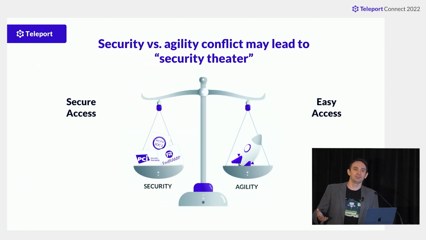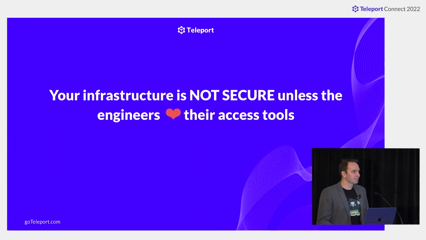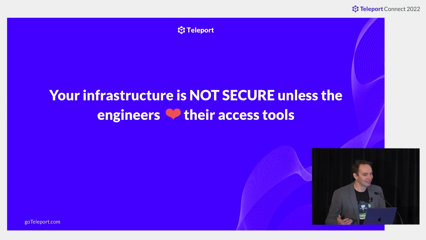And now let me also remind you about this conflict that exists between security and productivity. If you make your organization really, really hard to be a successful software engineer at, you will end up with security theater, where your own developers will be building backdoors that you're not even aware of. It basically means that your infrastructure is only secure if the engineers who work at your organization actually love their access tools. So it's really important for security, because I totally agree that security is mostly about people.